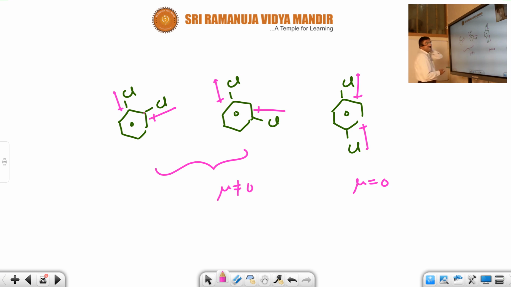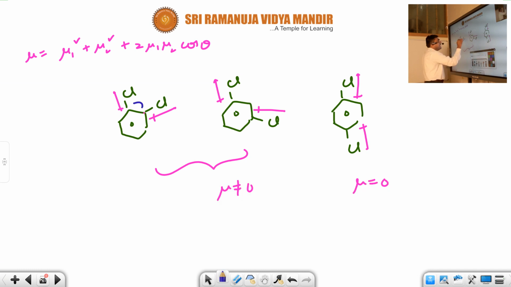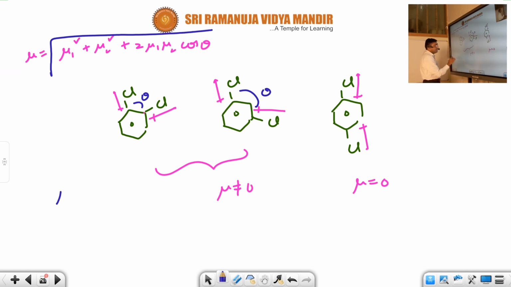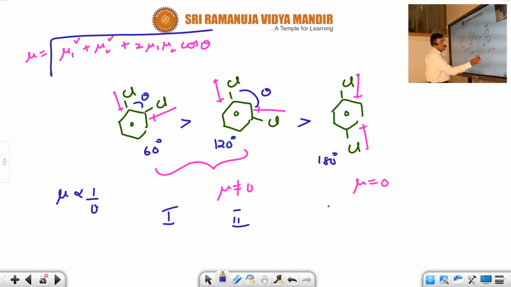Try to understand. Now, here one important thing is there. Mu is equal to the square root of mu1 square plus mu2 square plus 2 mu1 mu2 cos theta. So whenever an angle is there, where is the angle? Here there is an angle, you can see. Here also there is an angle. So this formula can be applied. Generally, mu is inversely proportional to theta. That means when theta increases, mu decreases. Here what is the theta? 60 degrees. What is the theta? 120 degrees. What is the theta? 180 degrees. That means this is greater than this as per the dipole moment discussion. So 1, 2, 3. This is how you can understand.